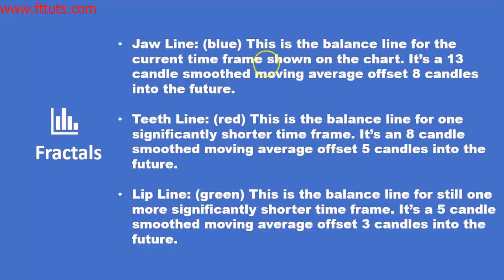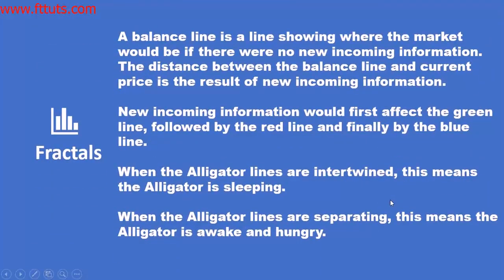So your jaw line, which is the blue line, this is the balance line for the current time frame shown on the chart. So it's a 13 candle smooth moving average, offset 8 candles into the future. And then your teeth line, red line, this is going to be the balance line for one significantly shorter time frame, and it's an 8 candle smooth moving average, offset 5 candles into the future. So you can see everything is offset to the future based on like Ichimoku also. And then finally your lips, which is the green, this is the balance line for still one more significantly shorter time frame, and it's a 5 candle smooth moving average, offset 3 candles into the future. So it's offset just pretty much like Ichimoku.